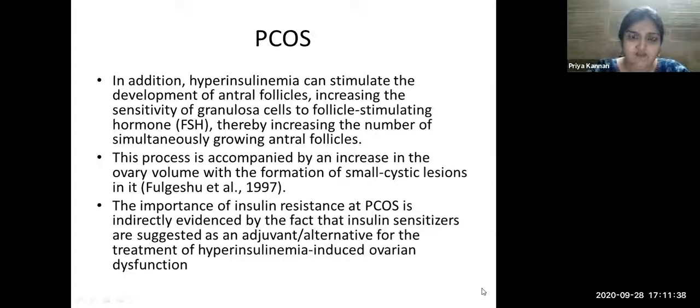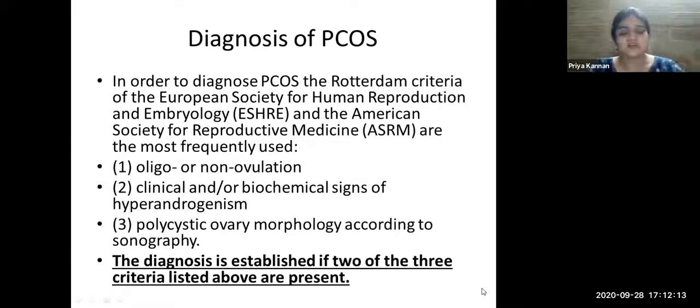Thereby, there are lots of small antral follicles coming up. And this is primarily the reason for the cystic lesions, as we call it, the PCO morphology, and inherently an increase in the ovarian volume. The importance of insulin resistance in PCOS is indirectly evidenced by the fact that insulin sensitizers have been suggested as an adjuvant or alternative for the treatment of hyperinsulinemia-induced ovarian dysfunction. So that's a lot of theory.